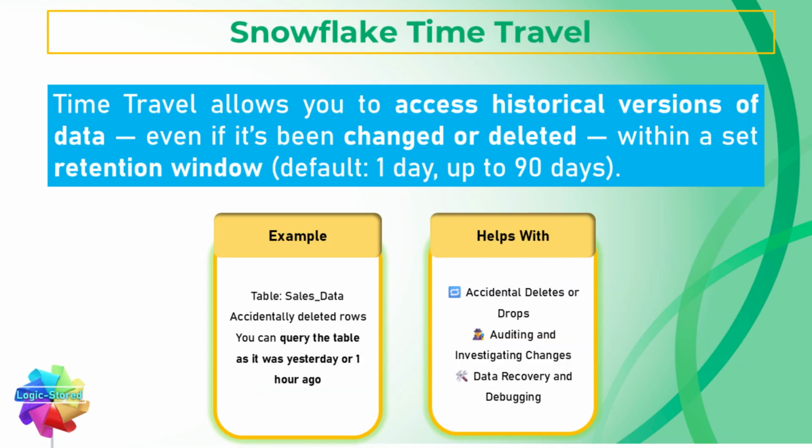What is time travel? Time travel allows you to access historical data that has been changed or deleted for a specific period of time. In simple words, Snowflake keeps versions of your data for a retention window. Example, you have a table called sales data. You delete a few rows by mistake. With time travel, you can query the table as it was yesterday or as it was 1 hour ago. This feature helps with accidental deletes or drops, auditing or investigating changes, data recovery, and debugging.